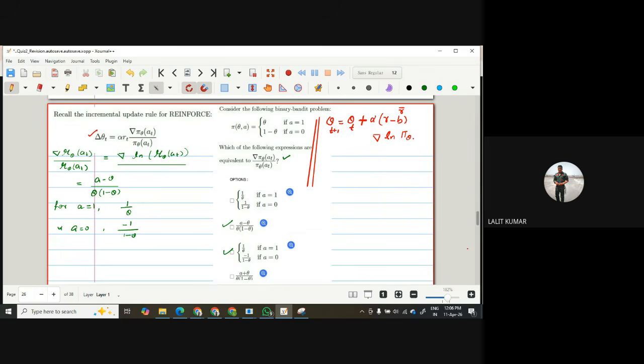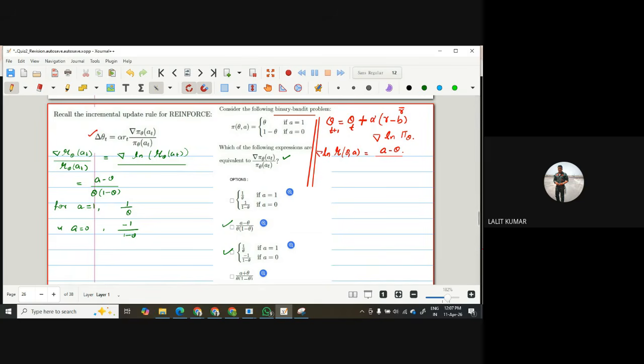Now, what they have given in this question is a binary bandit problem where pi theta of a is theta if a is equal to 1, and pi theta of a is 1 minus theta otherwise. If we consider this, then we can write the gradient of the logarithm of pi theta of a as equal to a minus theta.